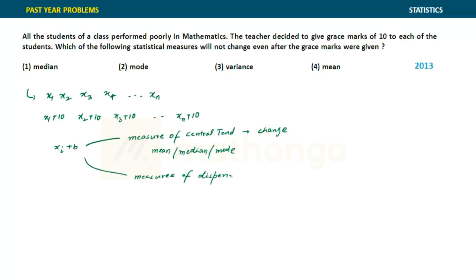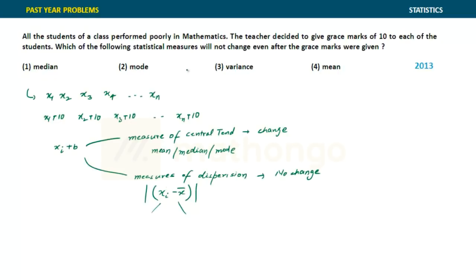Why do we say measures of dispersion will not change? Because in dispersion you actually do xi minus x bar, something of this sort, right? Keep this in mind. Whether it is mean deviation or variance, this is what you're calculating. So the effect of b will be in this also and in this also, which cancels itself out. So there is no change here. Whatever option you find for measure of dispersion, that will be the answer.